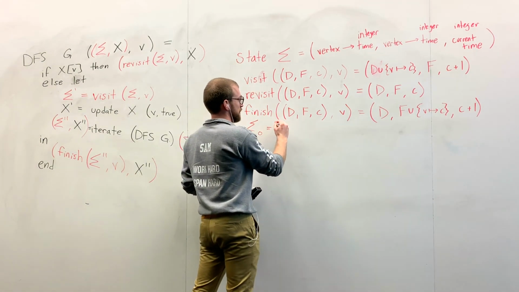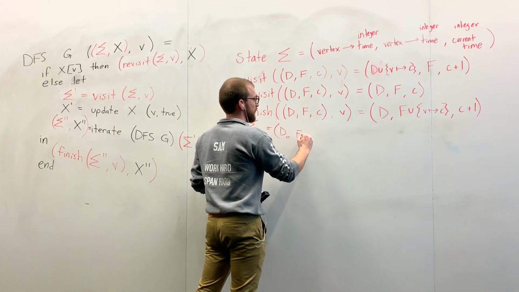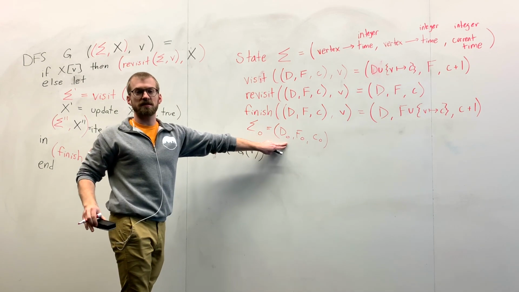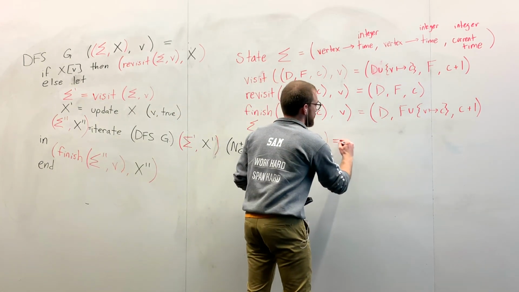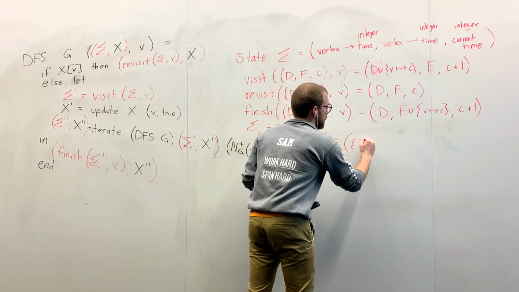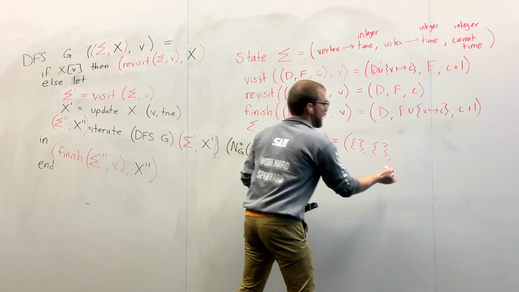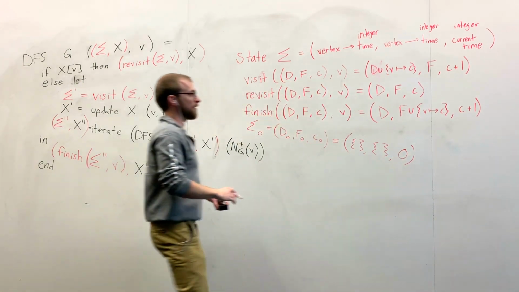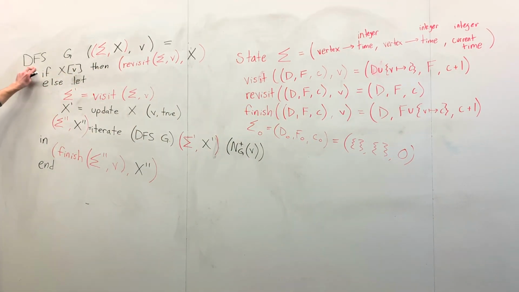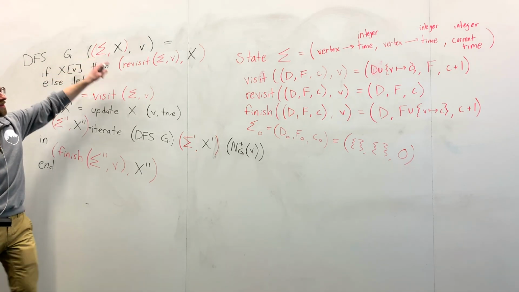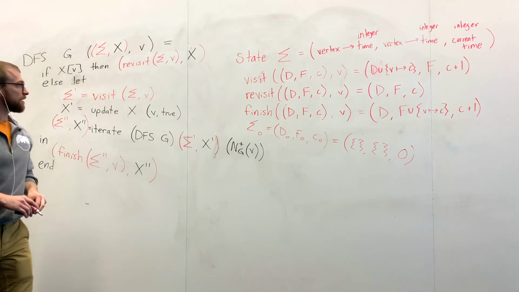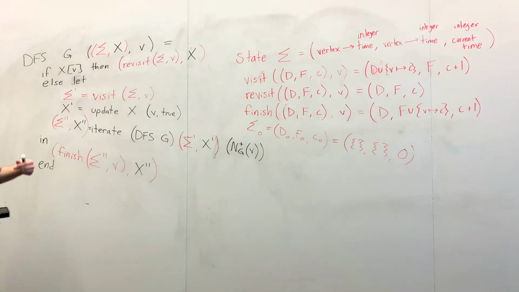This is some d0, f0, c0. Initial values of these state parameters. Well, we can just define this to be empty mappings for d and f, and the initial timestamp is 0. So now if I call DFS, where initially I pass sigma 0 there, and I pass the empty set as my initial visited set, this will produce all of the visit and finish times for every vertex.